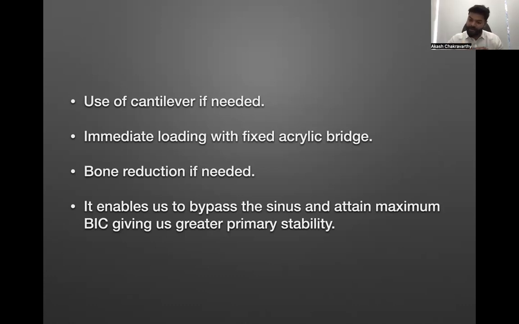It enables us to bypass the sinus. If I want to place the implant in that region, I have to do a sinus lift and a bone graft. Because I want to avoid it, I am bypassing the sinus in order to attain maximum BIC, and it also gives us greater primary stability.